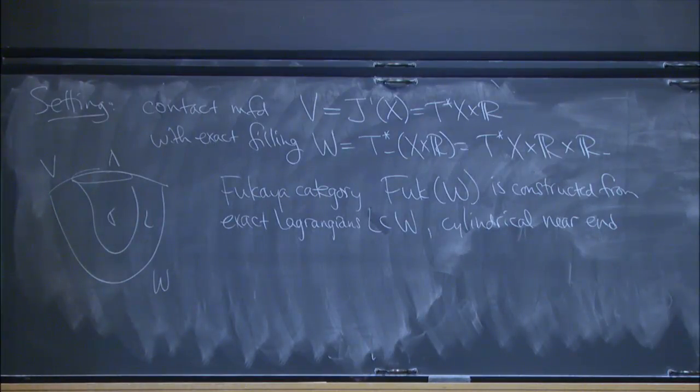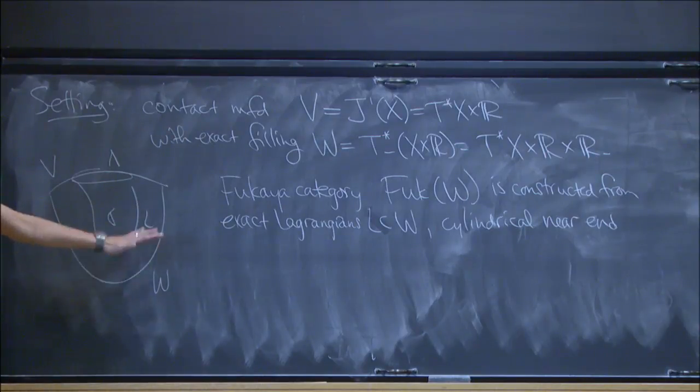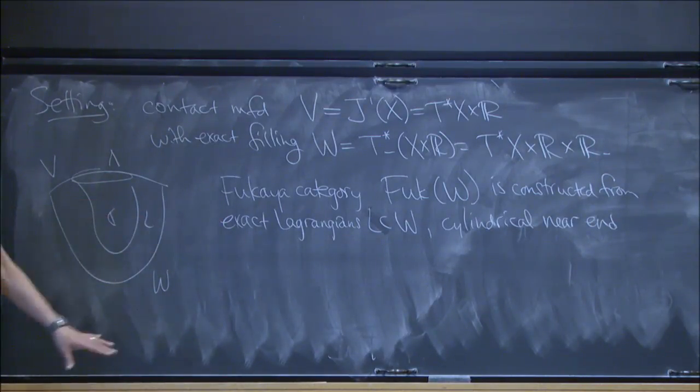That's correct. The Lagrangians, that's right, I want them to be compact. They have boundary, but there shouldn't be any non-compactness inside of here, since indeed W is not actually compact.